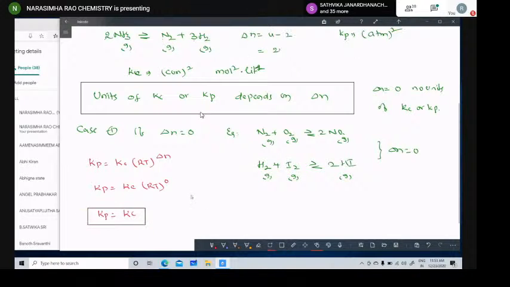Note this point: whenever delta n is equal to 0, then Kc is equal to Kp.